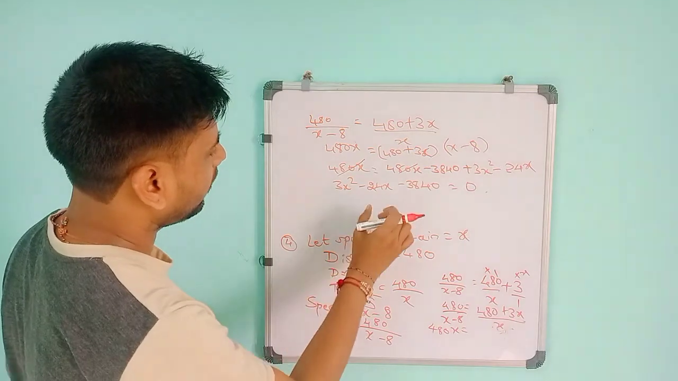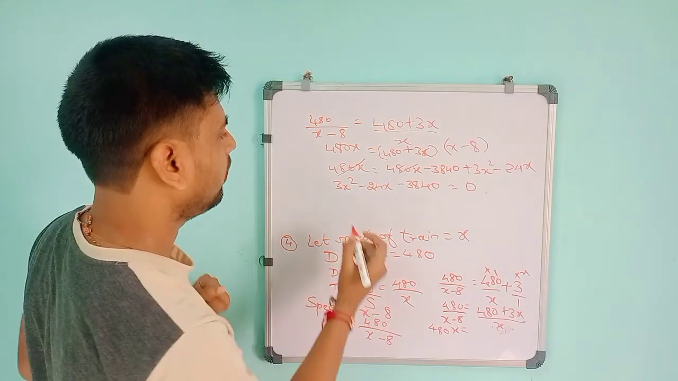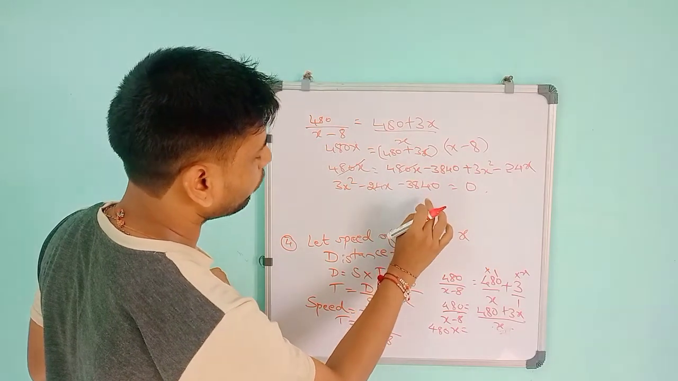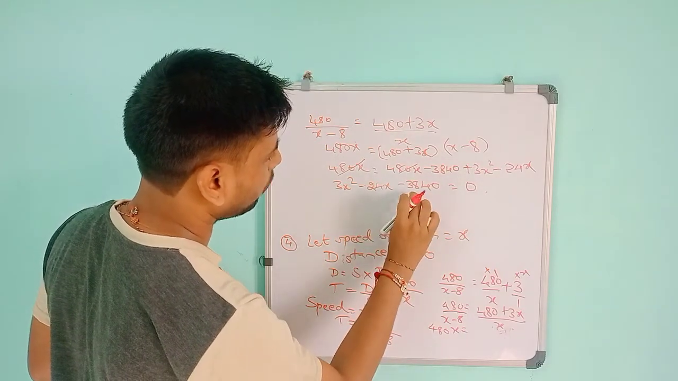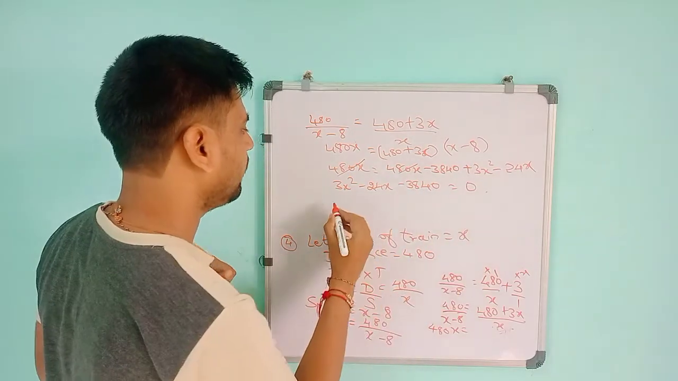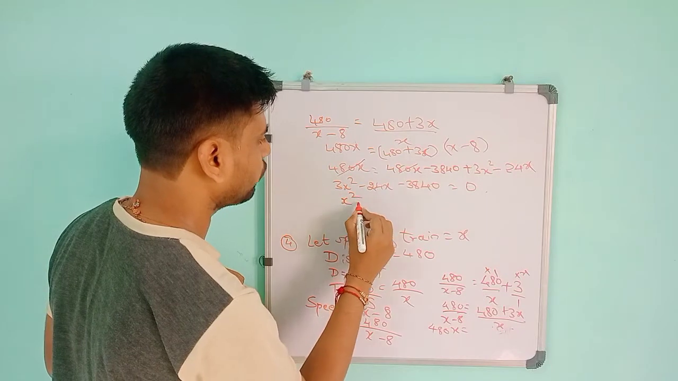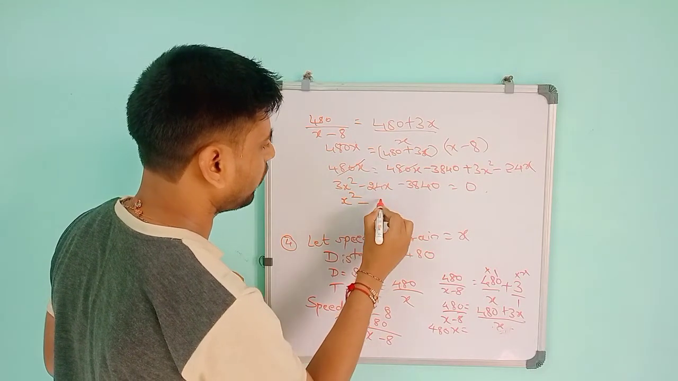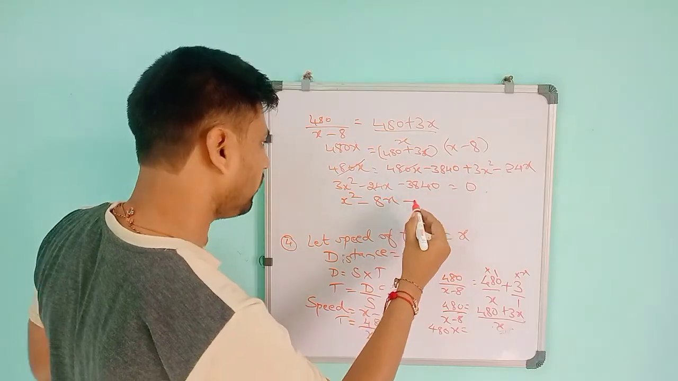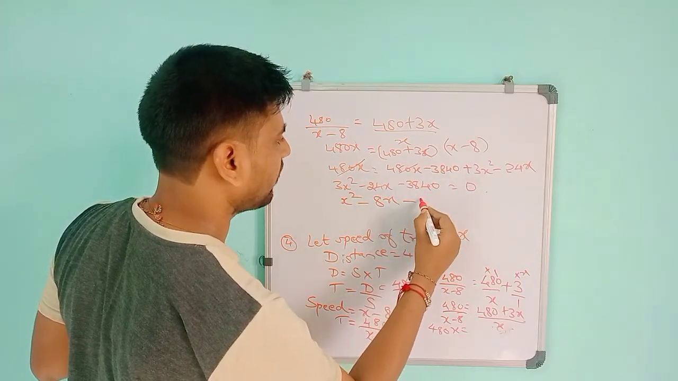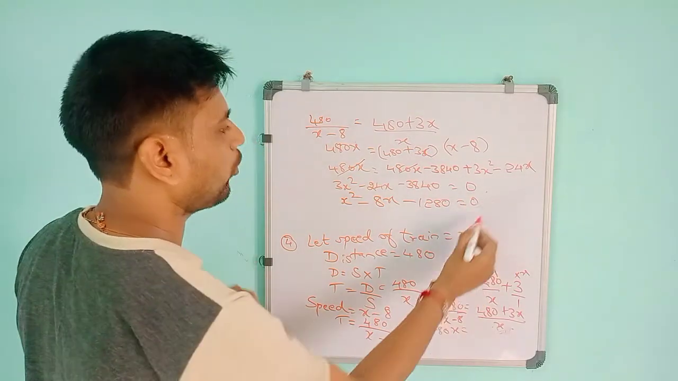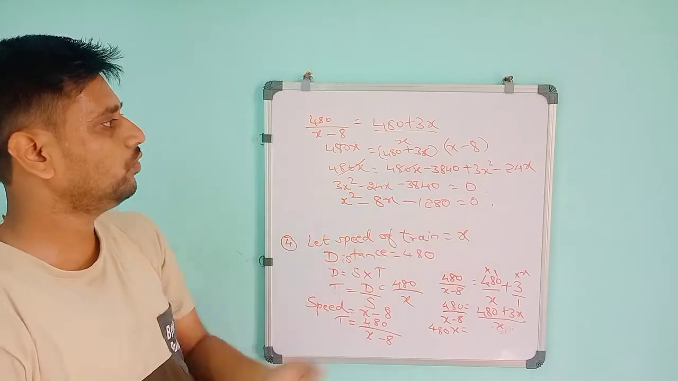As you see here, you can take 3 as a multiple, because 3 is there, 24 is there, and 3840 is a multiple of 3 also. Then you can take 3 as common. So 3 common means the remaining is x square minus 8x minus, 3840 divided by 3 is 1280. So the final equation for this problem is x square minus 8x minus 1280.